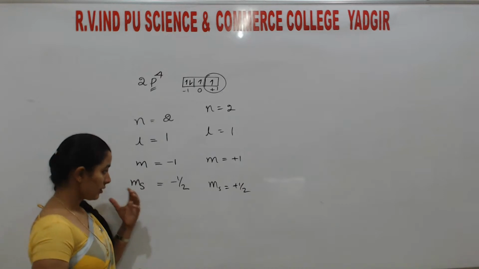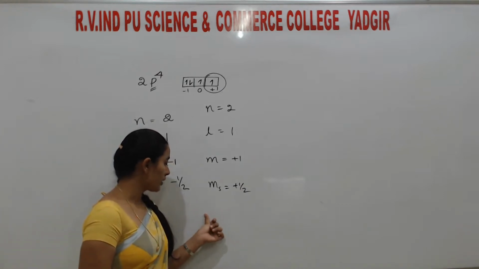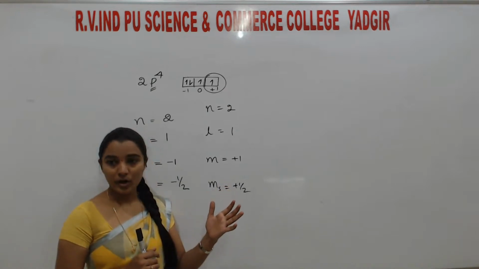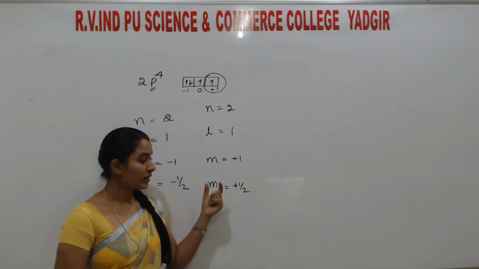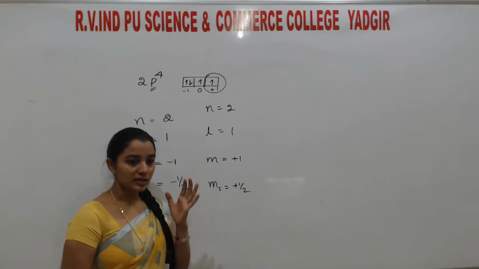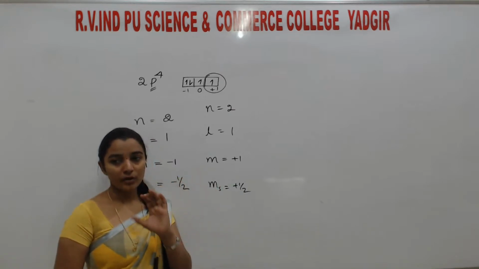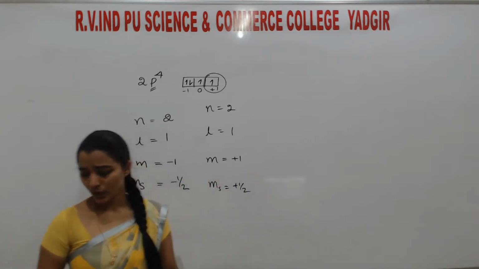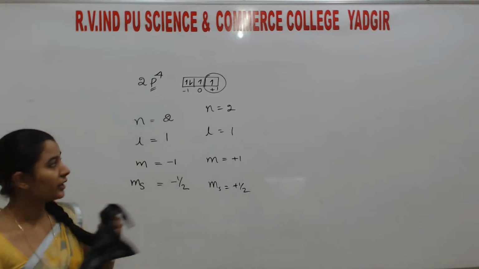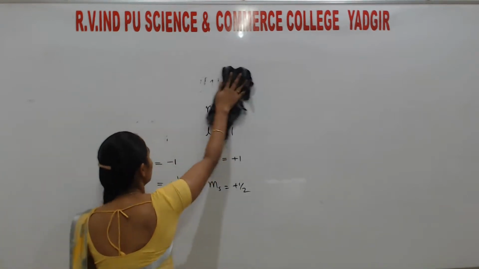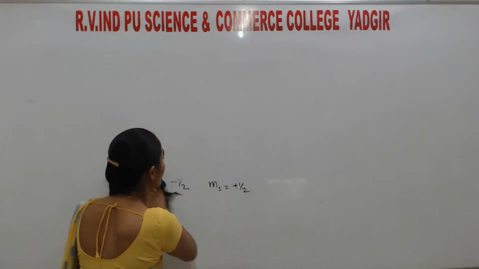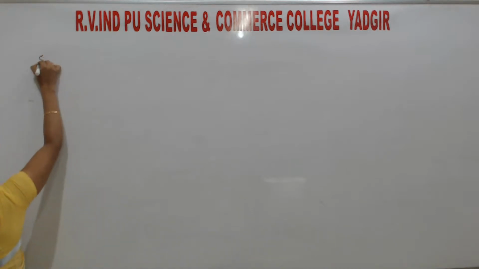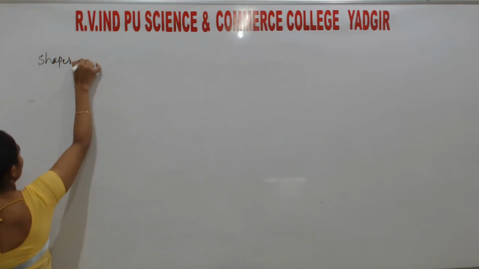Understood? So the next is, you know the drawback of Bohr's atomic model: it doesn't tell us about the shape of the molecules or shape of the orbitals. But this quantum mechanical model successfully explains the shape of a molecule or a shape of an orbital. S, p, d, f orbitals are there. Those shapes are explained by this quantum mechanical model. So now we will discuss the shapes of orbitals.